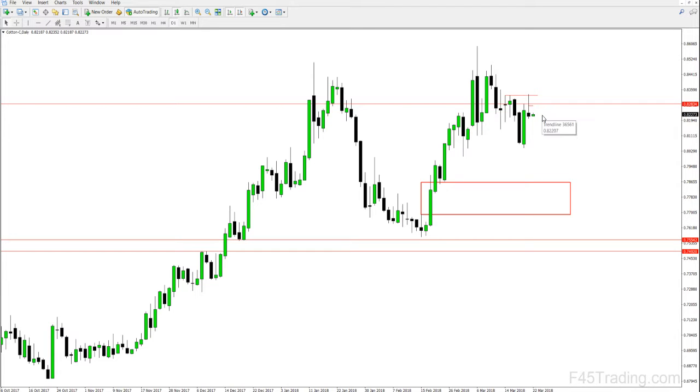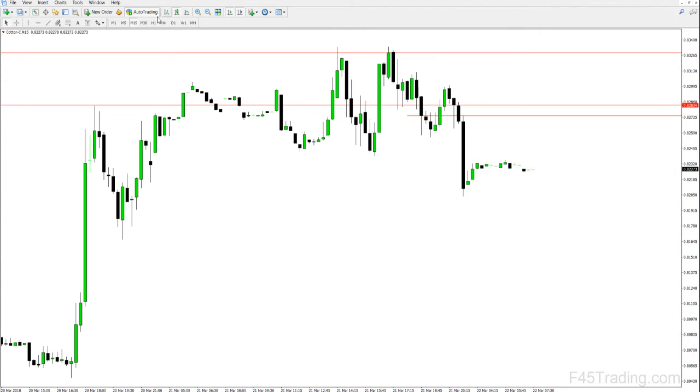That would be my target long term, and that could probably take a week or two to get down there. So it's a short-term swing trade. That's what I'm looking for. But bear in mind they could wick it, and that's why I want to wait. I want to watch price.